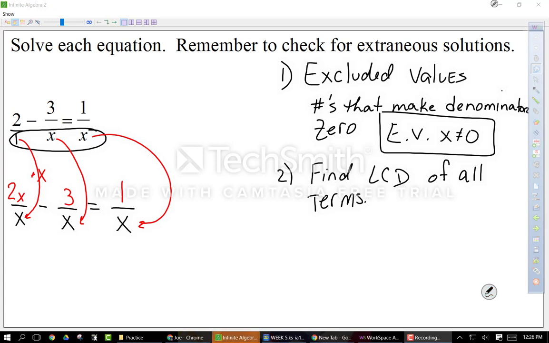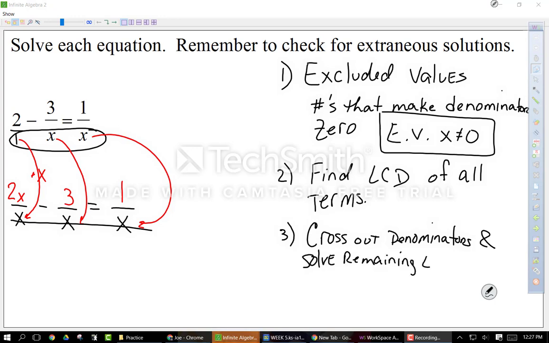Here is a neat thing about rational equations when I have an equal sign there. Just like we did in a previous lesson, because my denominators are all the same, they wipe out. So step 2 was find the LCD of all terms. Step 3 is to basically cross out the denominators and solve the remaining equation. So there you go, those are your 3 steps.